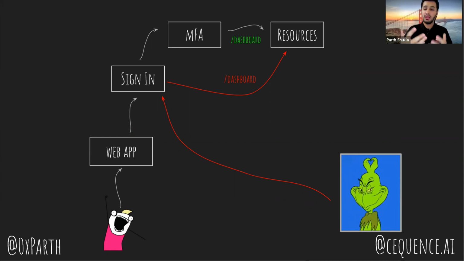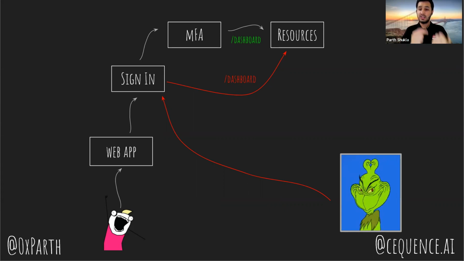So the normal user will have the route: web app, sign-in, multi-factor authentication system, and resources. But what does the attacker do? He will go to the sign-in page, and after entering the username and password, he will bypass the MFA by directly accessing /dashboard. This way, the attacker can really bypass the MFA and access the resource.